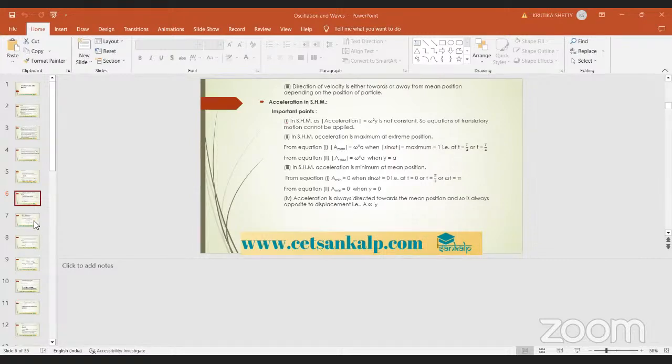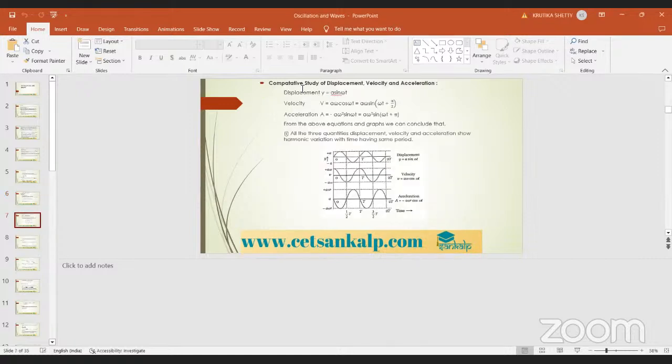Okay, then the next one, comparative study of displacement, velocity and acceleration. So here again some equations are there. Just remember all these equations. Later they will give some expression, and you will have to equate it with this standard equation to find the values.